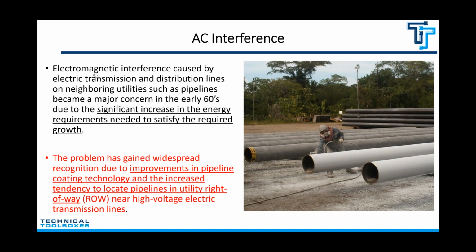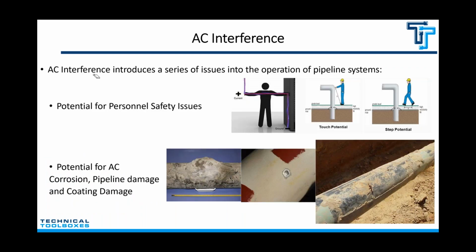Another thing is the tendency to locate in the right-of-ways more often. Now it's very common to share corridors and lay the pipelines and the power lines in the same right-of-way. So all that's led to an increased problem. The problem's always been there. It's just getting a little bit worse and a little bit more identified.